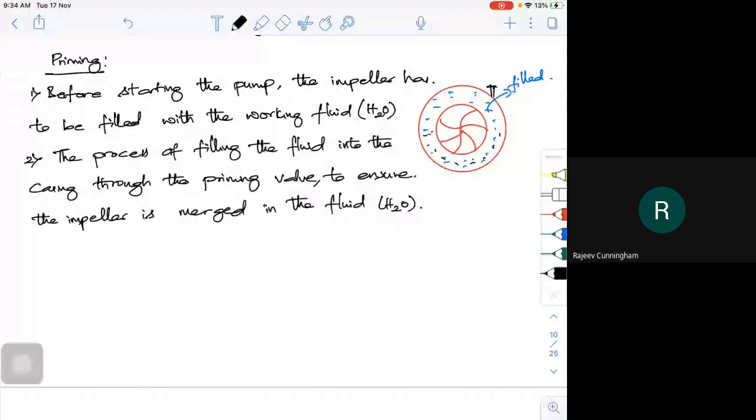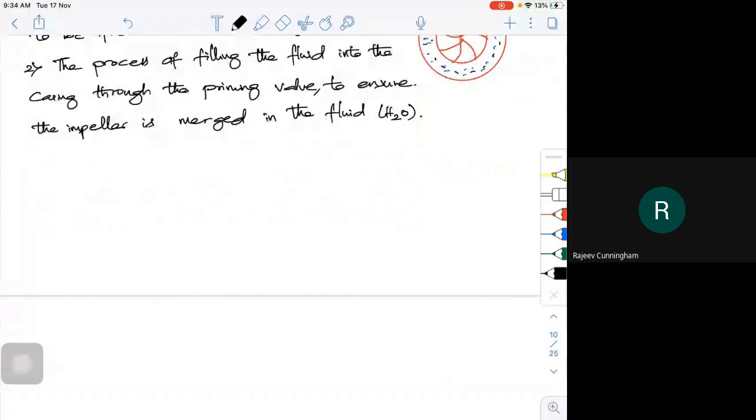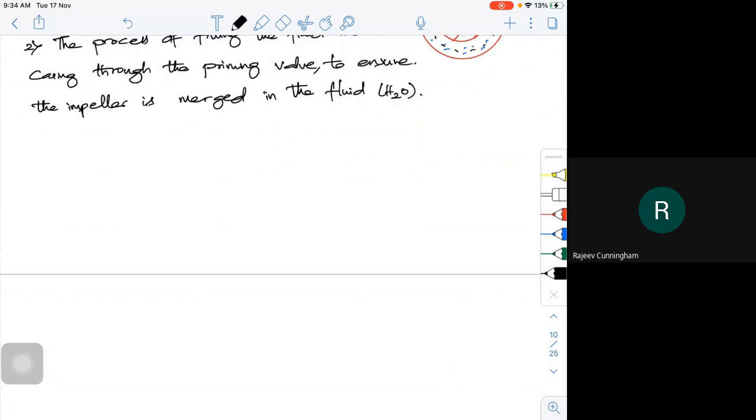That's one thing, priming. Now we have another thing, which we call cavitation, cavitation in a centrifugal pump. Cavitation is one more thing which affects most centrifugal pumps. What is this cavitation? If you look at the eye of the impeller, that is where I am going to see the lowest pressure.